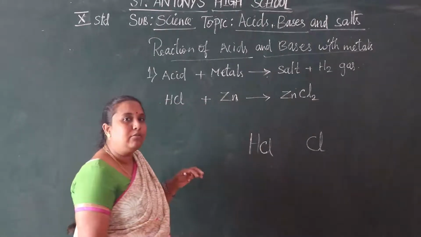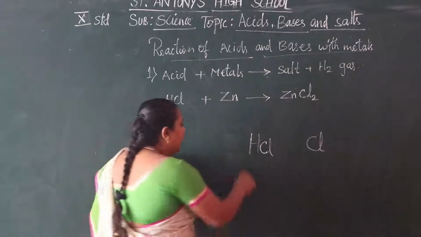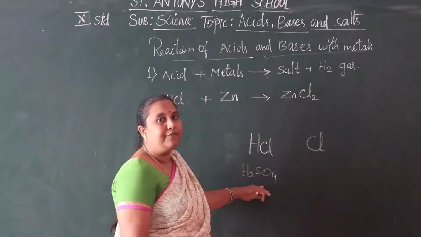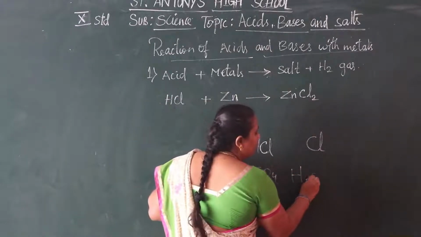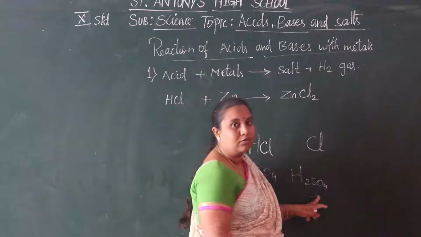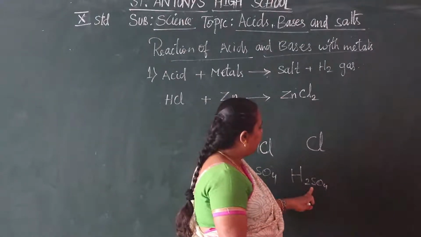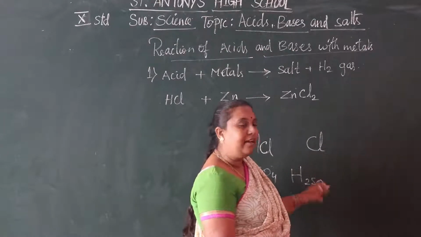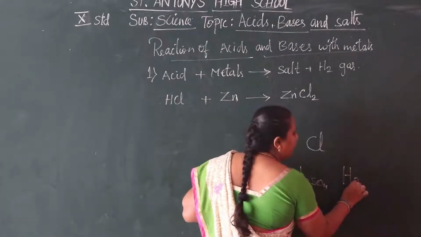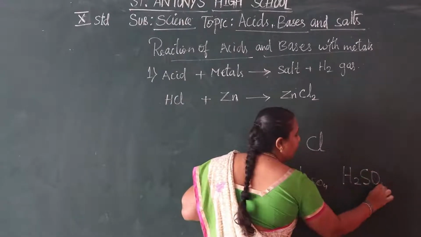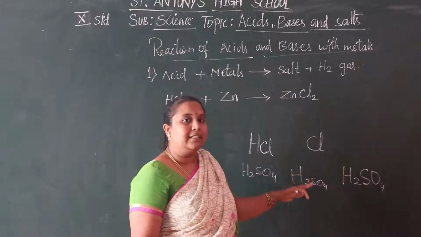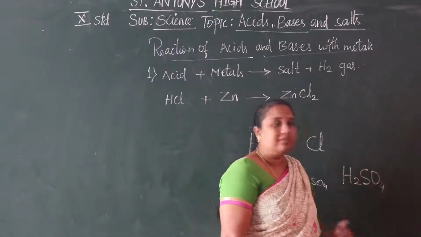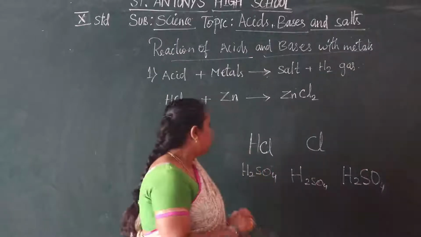Then sulfuric acid. What is the molecular formula of sulfuric acid? H2SO4. Is it right? Many of you are writing it wrongly. Sulfur is a capital letter and oxygen is also a capital letter. So for all symbols, the first letter must be in capital and the font size also the same. Keep that in your mind.